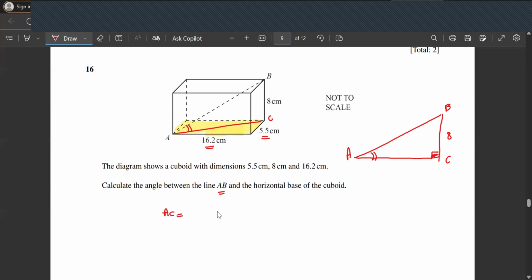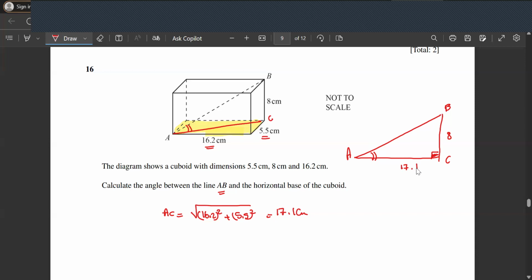So AC equals root of 16.2 squared plus 5.5 squared. And use your lovely calculator: 16.2 squared plus 5.5 squared. It will be what? 17.1 centimeter. Go direct and write it here. AC is 17.1.